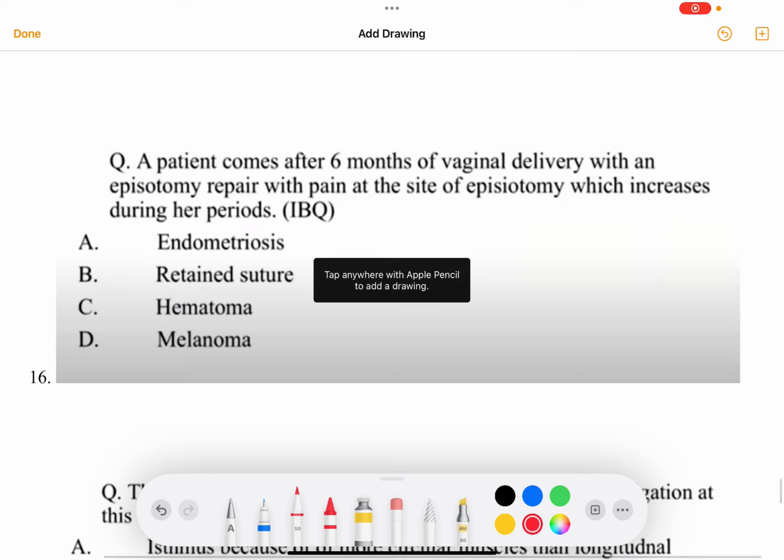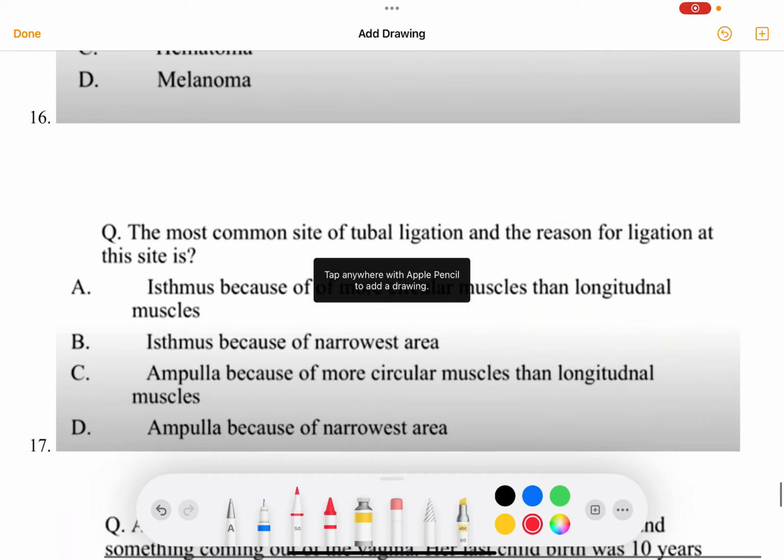Coming to question number 16, a patient comes after 6 months of vaginal delivery with an episiotomy repair and pain at the site of episiotomy, and this pain characteristically increases during her periods. Okay, so this pain increases during her period, so the answer will be endometriosis, because any pain increasing during the periods means it is adenomyosis or endometriosis. Of course, if the pain is in ectopic areas, somewhere other areas like the episiotomy site, में endometrium कोई tissue रह गया था जो हर बार bleed कर रहा है and it is causing pain, so it is scar site endometriosis or episiotomy endometriosis. Question number 17.